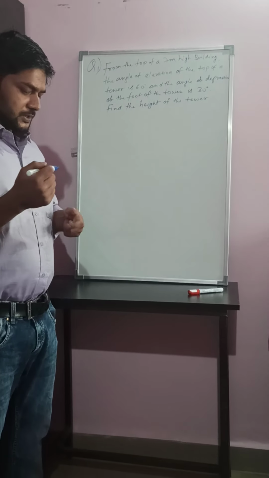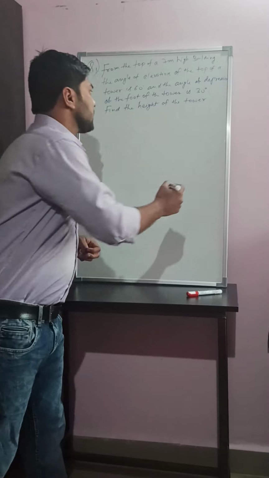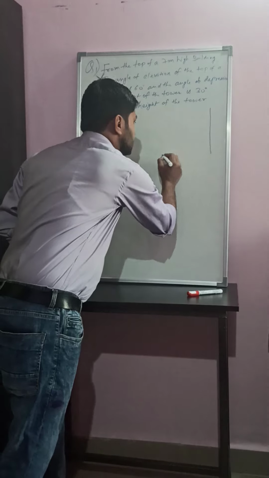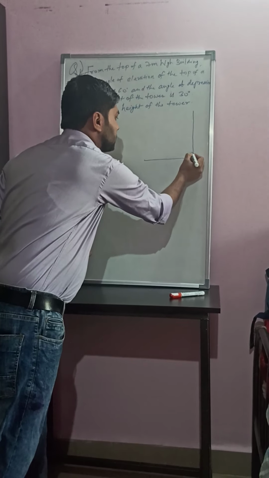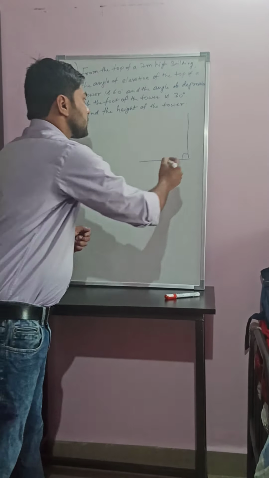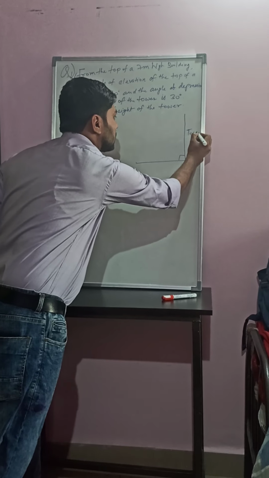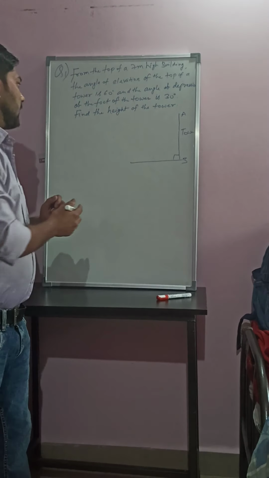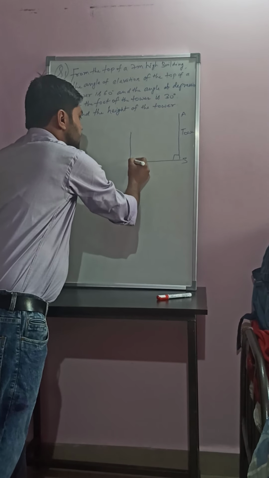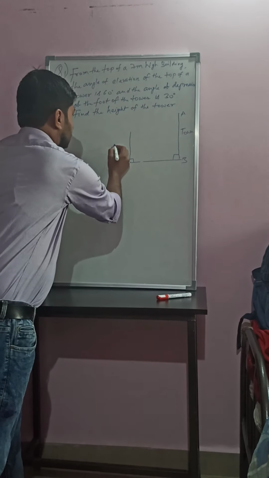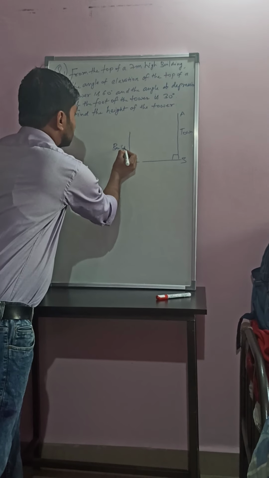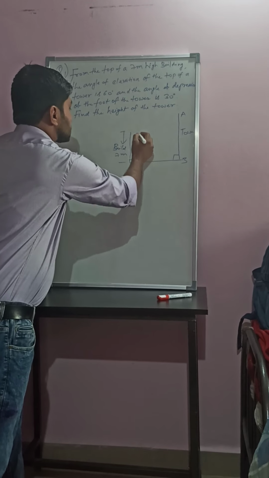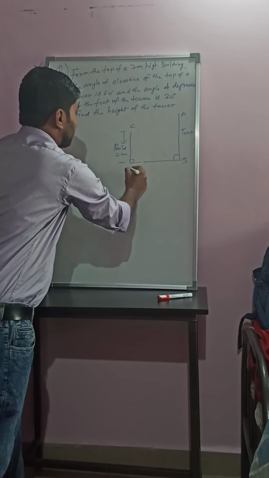First of all, we need to construct the diagram. Suppose this is the ground surface, and over that, perpendicular, is our tower. Let's name it AB. I'm taking the building on the same ground surface, which is 7 meters high. Suppose we name it CD.